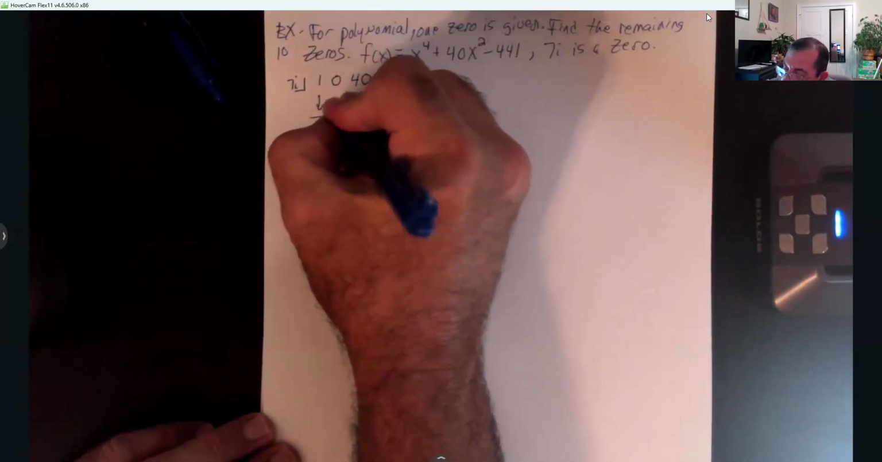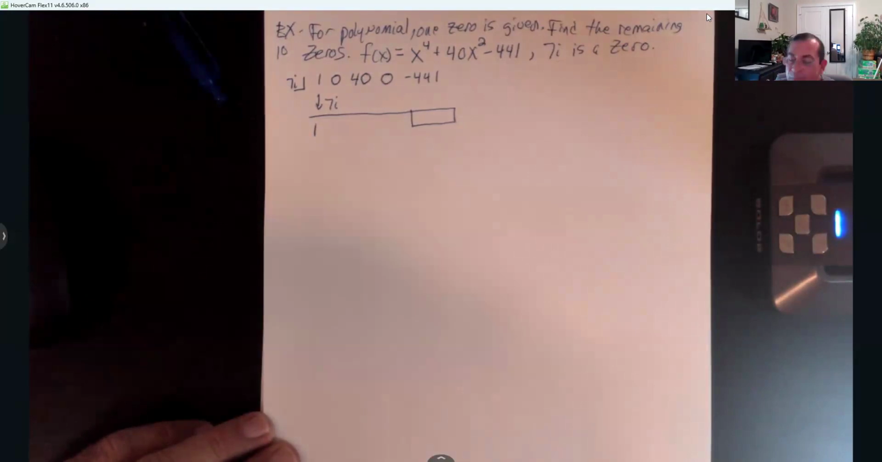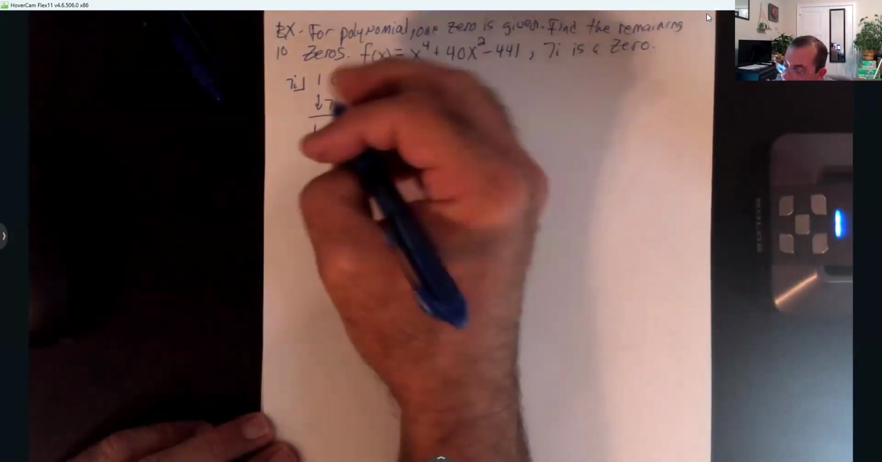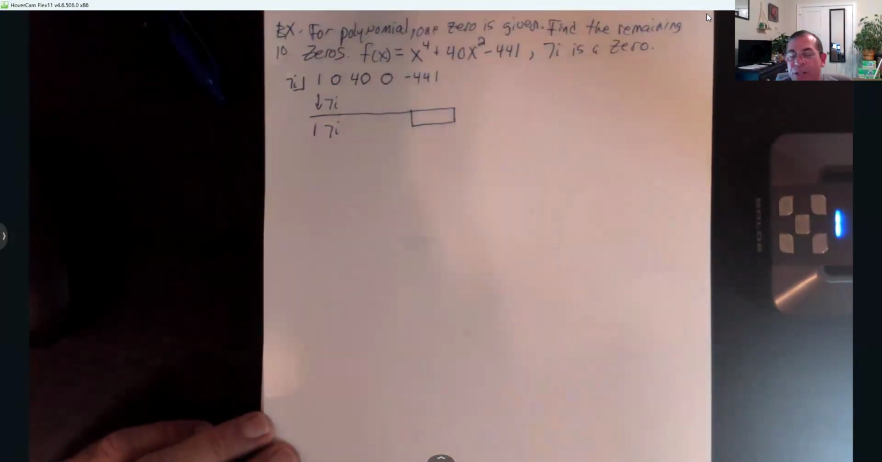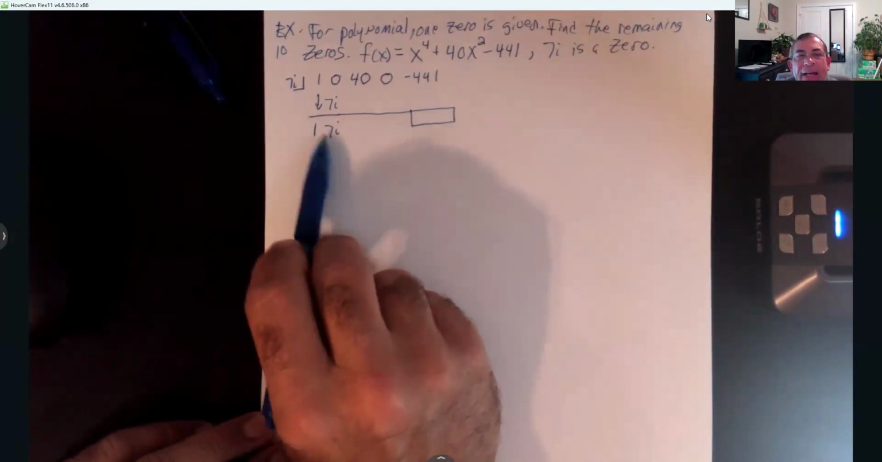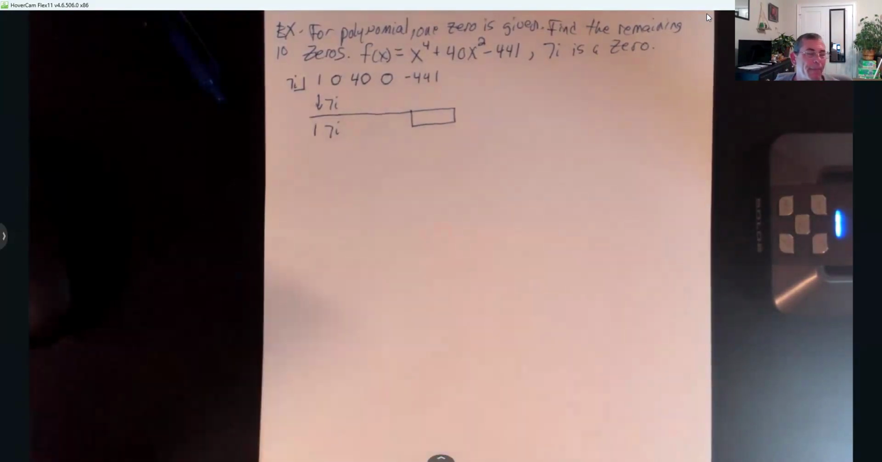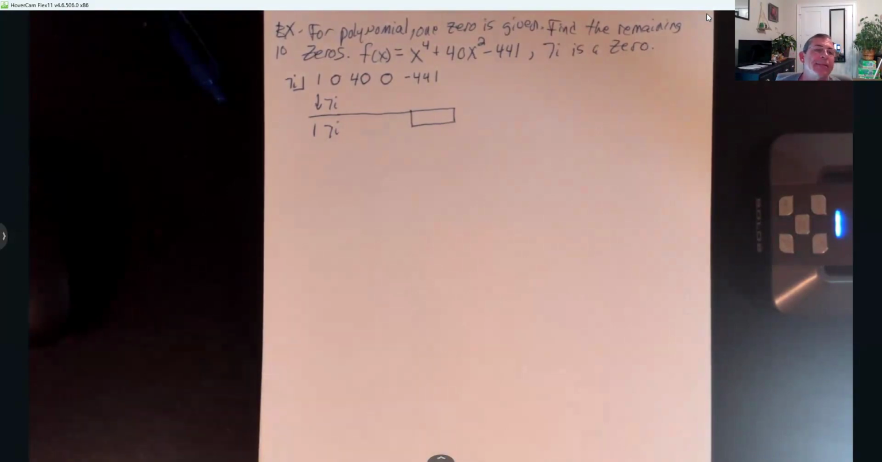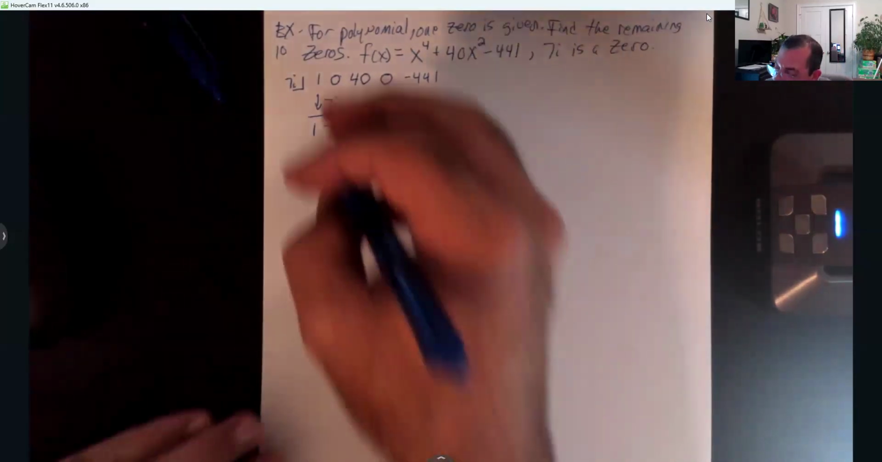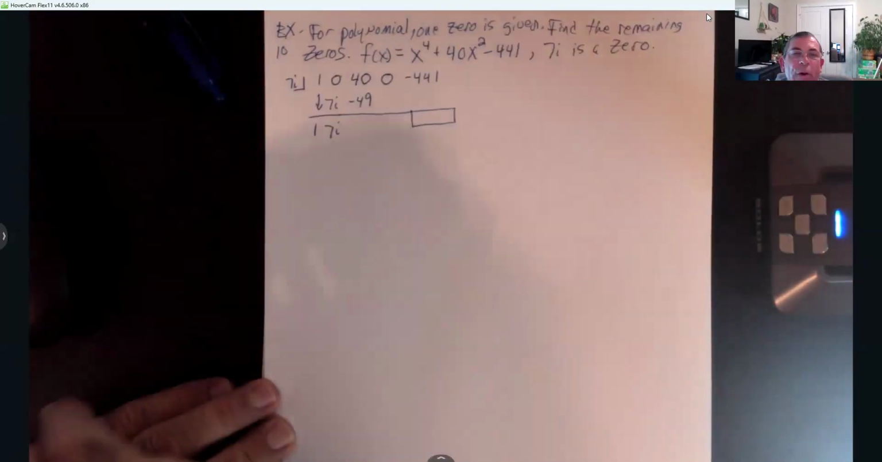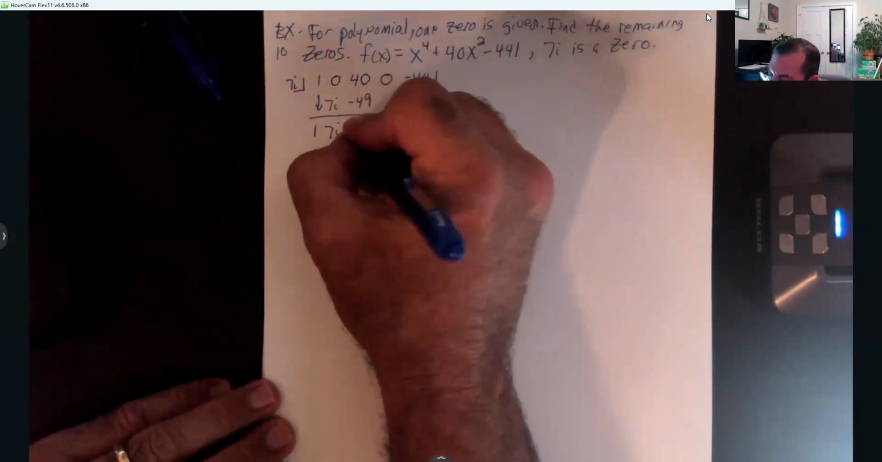1 times 7i is 7i. 0 plus 7i is 7i. Now here's the question. What is a 7i times a 7i equal? Let's see what would y'all put for that? 7i times 7i. All right, good job. That's a negative 49. Because remember, that would be 49i squared, but the i squared makes that a negative 49. 40 and negative 49 give me negative 9.